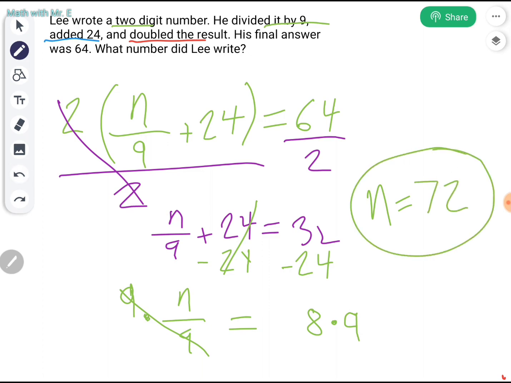So you can do it either way. You can just do one piece at a time, or you can go ahead and write it into an algebraic equation and solve that way.